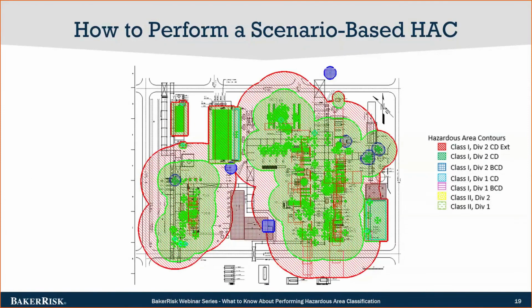Then lastly, this is your output. Once we've reviewed all of the equipment and identified the process streams and assigned them to the sources, each one will have its own individual contour, which we can then integrate to create the overall holistic contour. So instead of having the entire unit classified as a certain type based on whatever the most conservative approach is, by using the scenario-based approach, we can generate a model that will truly reflect what's in the unit.